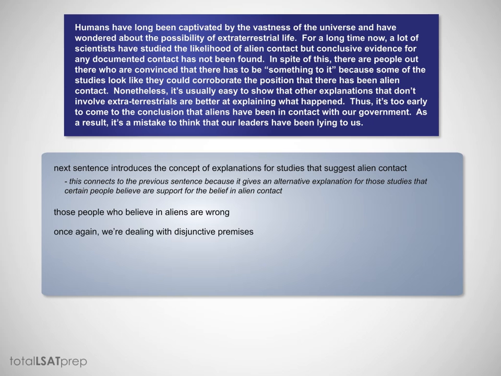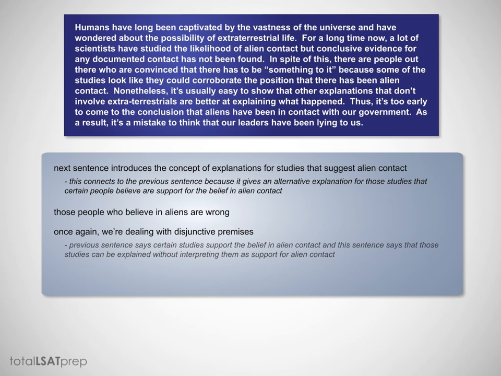And once again, we're dealing with disjunctive premises. The previous sentence says certain studies support the belief in alien contact, and this sentence says that those studies can be explained without interpreting them as support for alien contact.